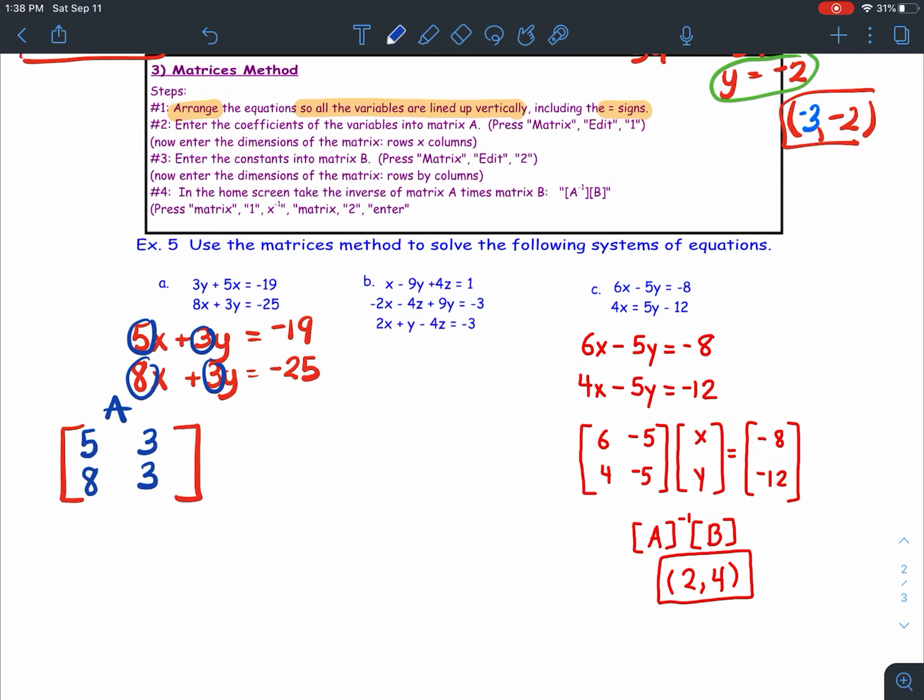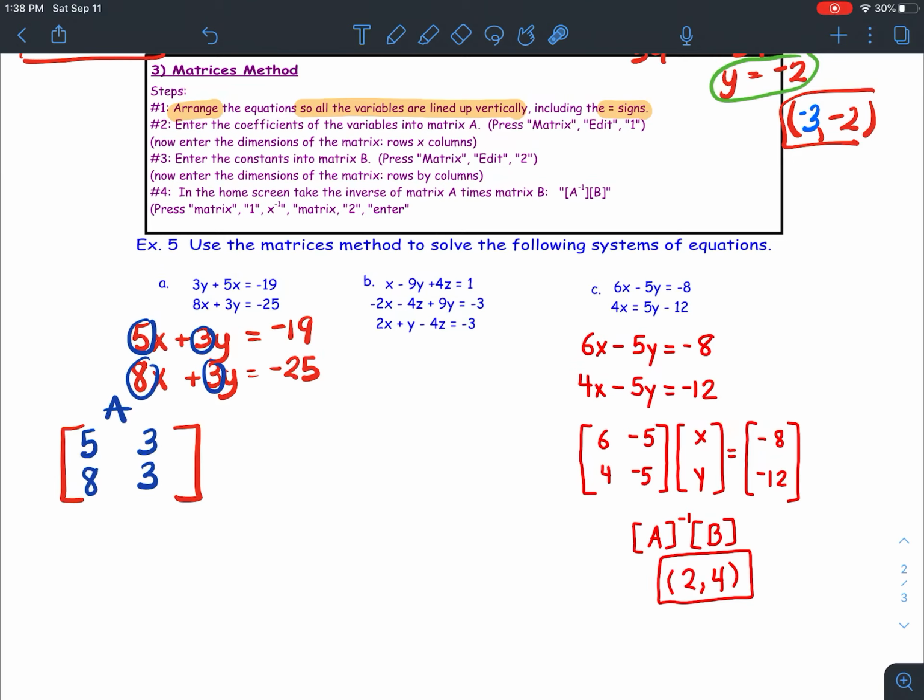Okay. Now, before we put that in, let me talk you through how to put that into your calculator. On your calculator, you're going to press the second button, and you're going to select matrix. Matrix is along the left side of your calculator, underneath the x to the -1 button. You should see the word matrix. Then bump over to the edit menu and select option 1 for matrix A.